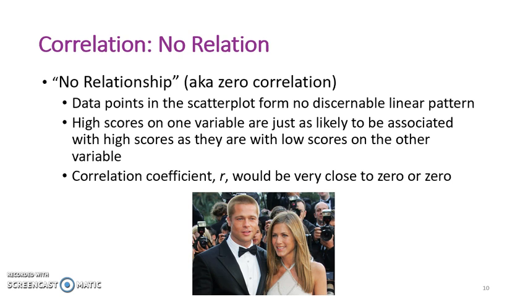There's also the case of having no relationship. This means there's not a linear relation. High scores on one variable are just as likely to be associated with high scores as they are to low scores on the other variable. Similarly, low scores on one variable are just as likely to be associated with high scores as they are to low scores on the other variable. Data points may seem to be randomly scattered, as if you took a pepper shaker and just shook pepper onto your scatter plot. Alternatively, you may see a pattern, but not a linear one. This would give you a correlation coefficient that's close to 0 or exactly 0.